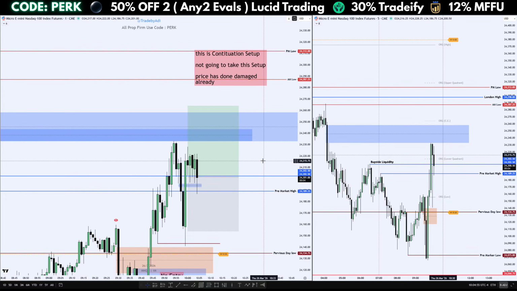The only thing about this setup is that I'm not getting any conviction. If the price has done the damage already, I don't look for the trade. If I'm going to trade, then probably I'm going to gamble and force myself just to take a trade. And this has happened with me many times.